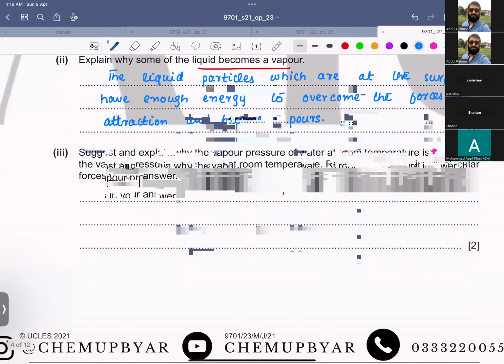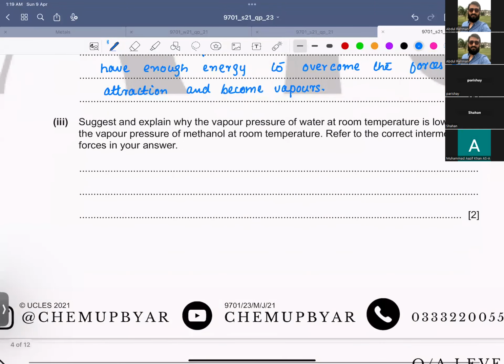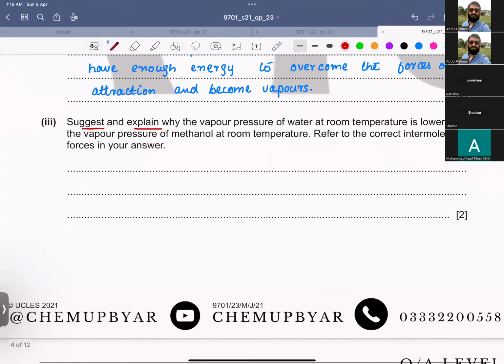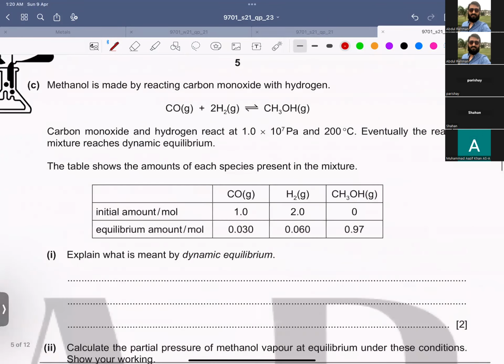Now, next part. Suggest and explain why the vapor pressure of water at room temperature. Okay, see again, it is about vapor pressure. So it is now out of syllabus. Let's move to part C.